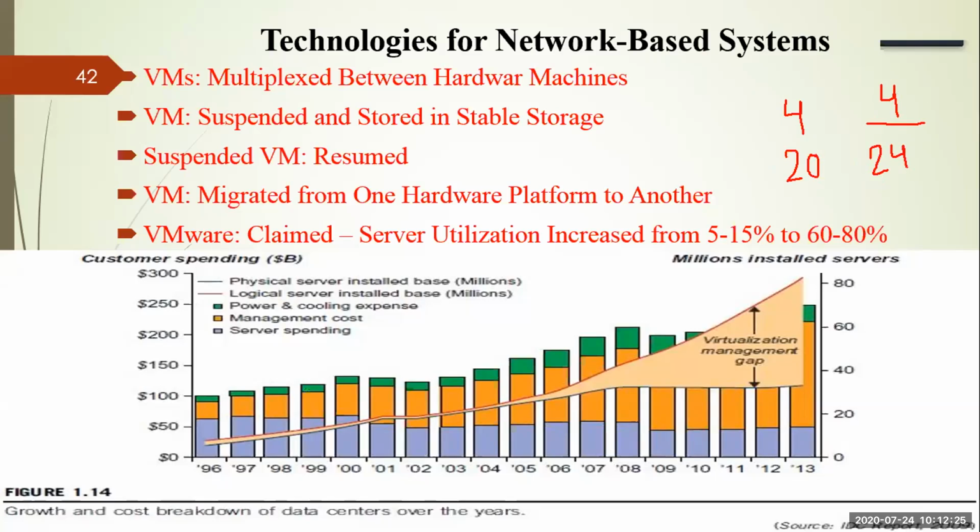Similarly, if you are using VMware, it increases the utilization from 5 to 15% up to 60 to 80%. That's why VMware, virtualization technology, or virtual machines are much more popular in distributed systems, or specifically cloud computing systems.